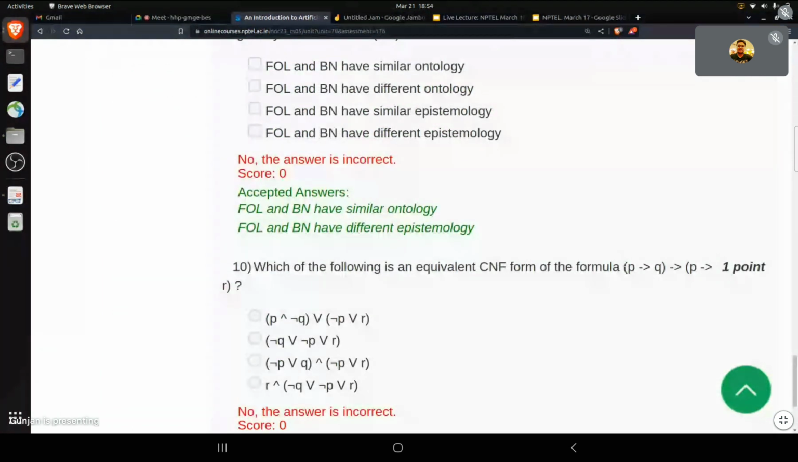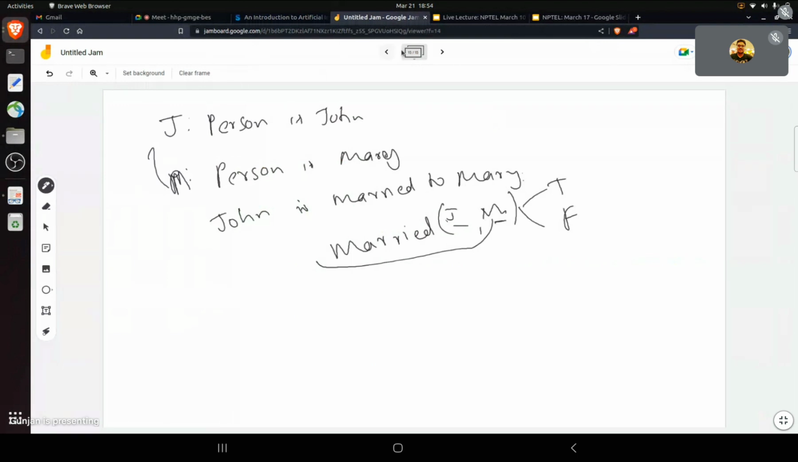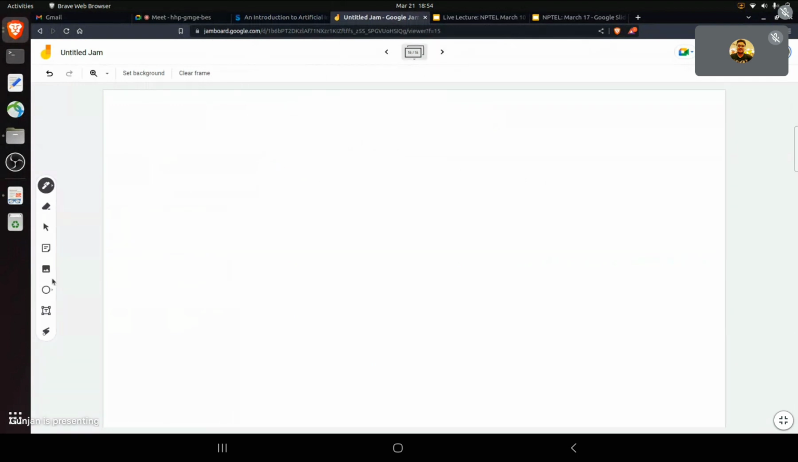Yeah. So finally, coming to the last question, the CNF equivalent formula of this statement. Okay. So that would be here.